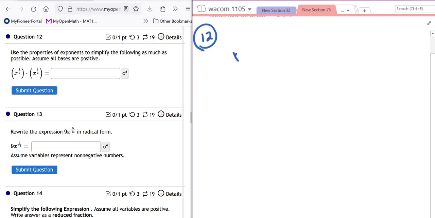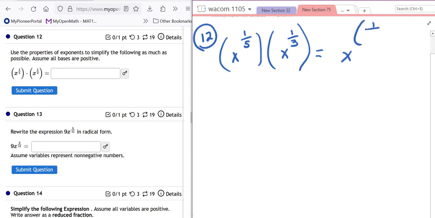Right, we have x to the 1/5 times x to the 1/3. Remember with your exponent rules, this is like bases multiplied. Your rule is keep the base, add the exponents. So I would write that much down, x to the 1/5 plus 1/3. I'm going to show you this by hand, but we're also going to punch those in on the calculator.